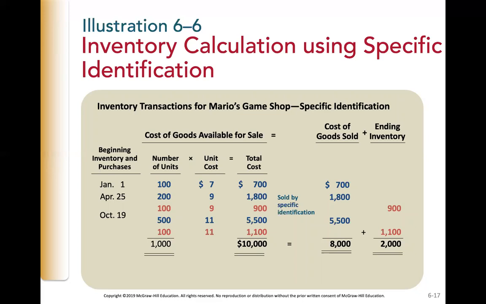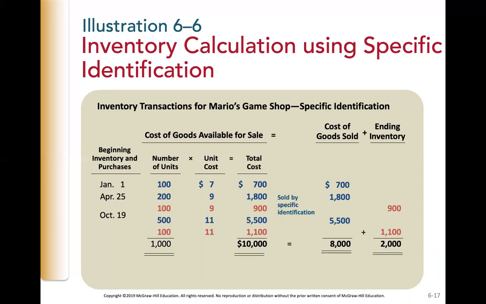Specific identification is the method you might think of as the most logical. It matches each unit of inventory with actual costs. However, keeping track of each unit of inventory is typically not practical for most companies. Think about the Walmart example with the milk. They can't specifically identify which gallon of milk is necessarily sold. Or the toilet paper, they can't specifically identify which pack of toilet paper is sold.